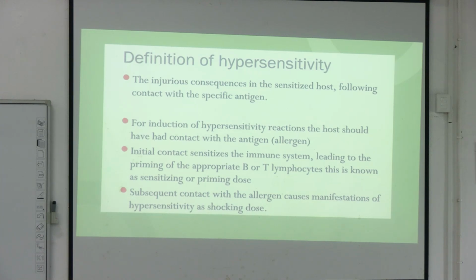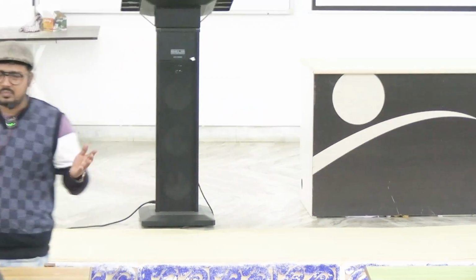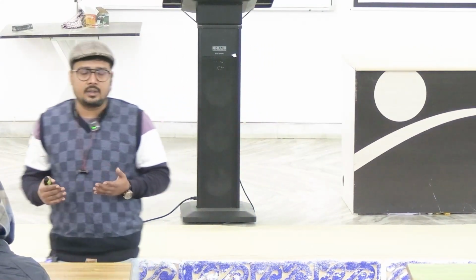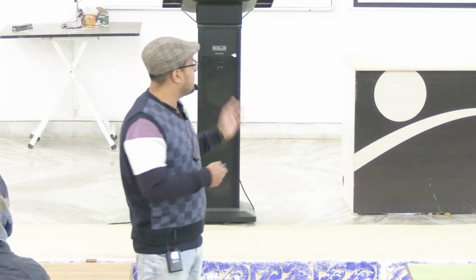Next, subsequent contact with the allergen causes manifestation of hypersensitivity as the shocking dose. With the priming dose, the cells are sensitized, and the body recognizes, oh, this is this antigen. After the initial exposure, the priming or sensitization occurs. There is a latent period, a window period. After some period of idle time, on the next exposure to the allergen, the body responds in an overwhelming, exaggerated manner. This is called the shocking dose. So these are the basics of hypersensitivity.